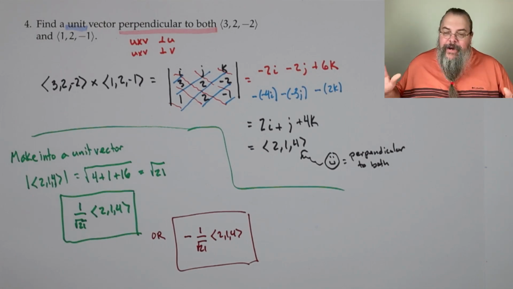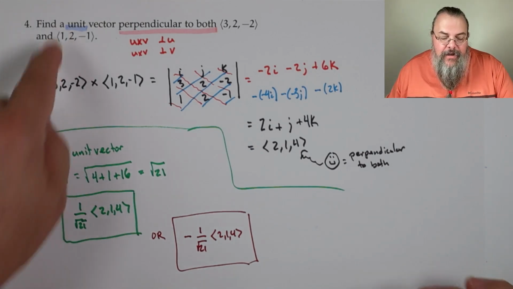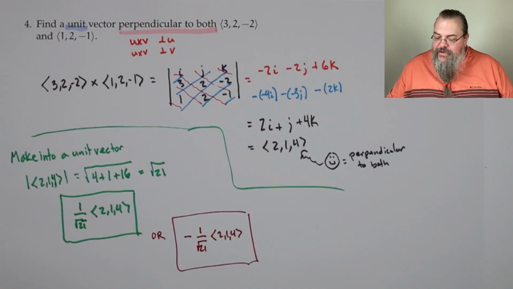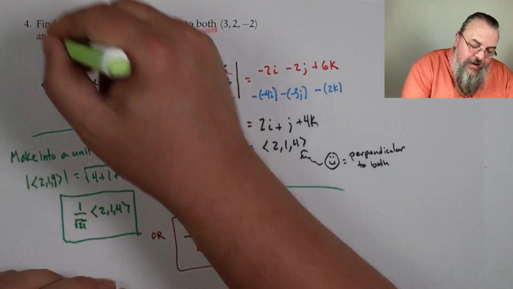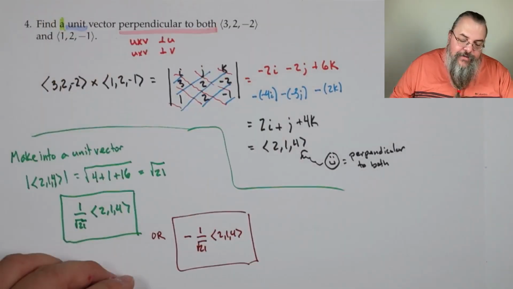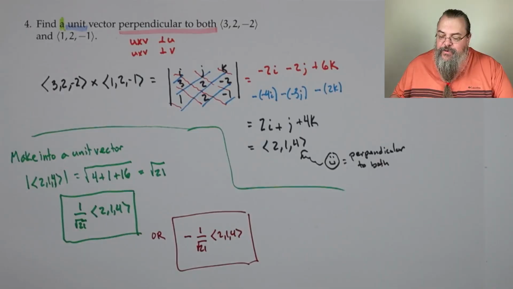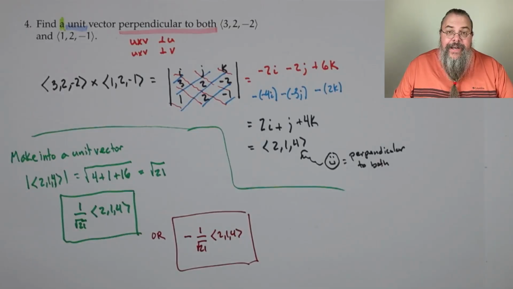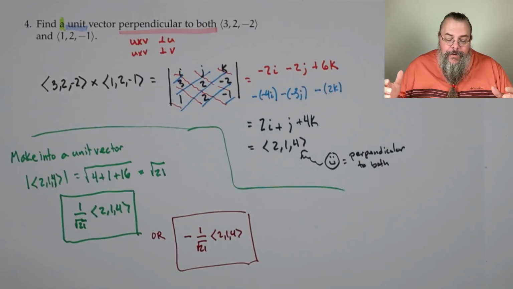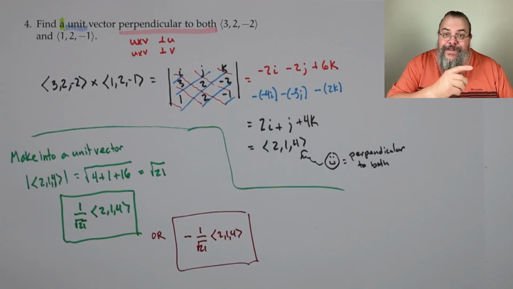And it doesn't say find all of them. It just says find a unit vector, right? So that's good. It didn't say find all of the unit vectors or find the unit vector, because it turns out there's multiple correct answers. All right, there we go. Wonderful. We're doing great. Let's keep going.